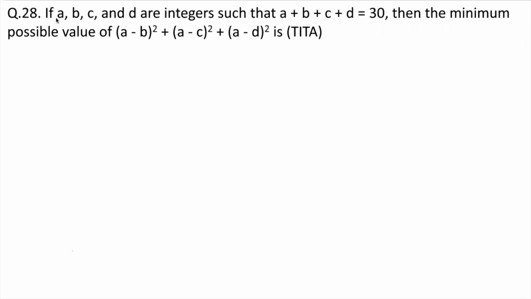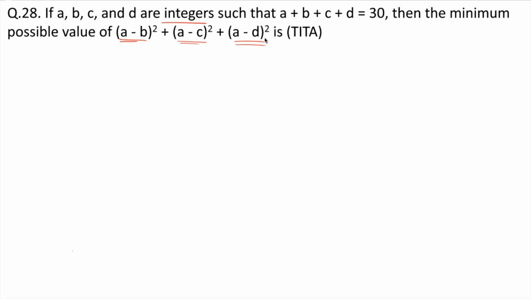All right. So if A, B, C, and D are integers such that A plus B plus C plus D is 30, then the minimum possible value of A minus B the whole square plus A minus C the whole square plus A minus D the whole square is. Okay. So guys, we want to minimize this expression: A minus B the whole square, A minus C the whole square, and A minus D the whole square.